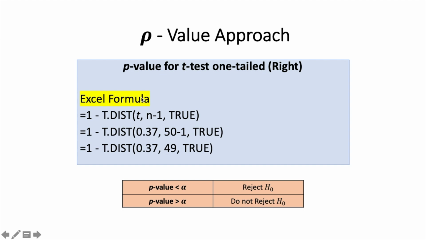If we calculate the p-value and the p-value is less than the significance level that we have selected, which for this particular example is 0.05, then we reject H0. But if the p-value is greater than the level of significance that we have selected, we do not reject the H0.